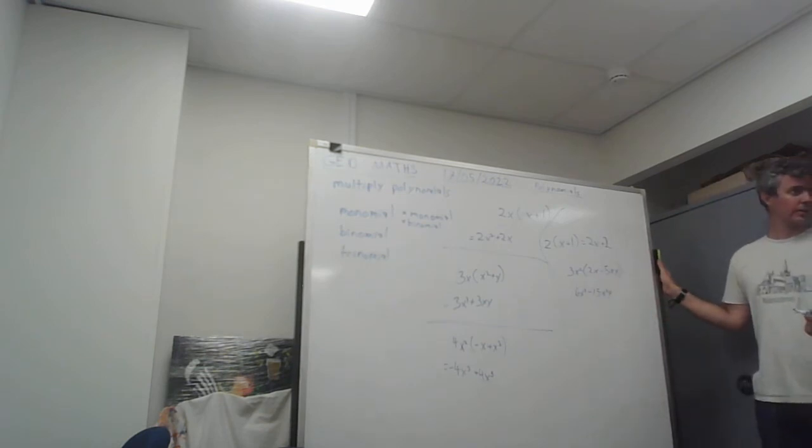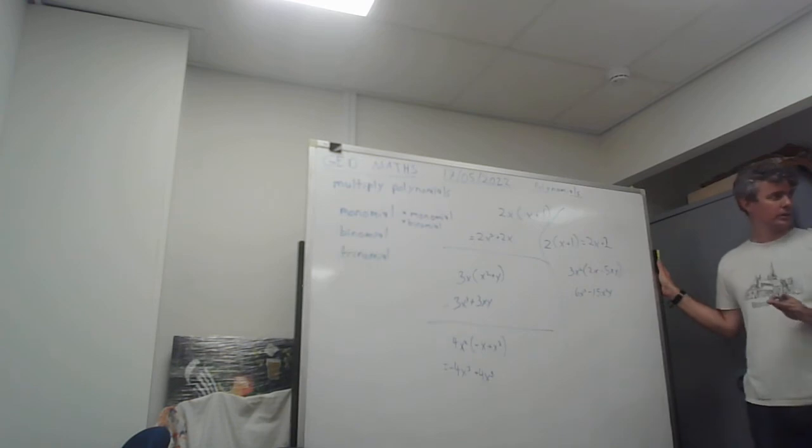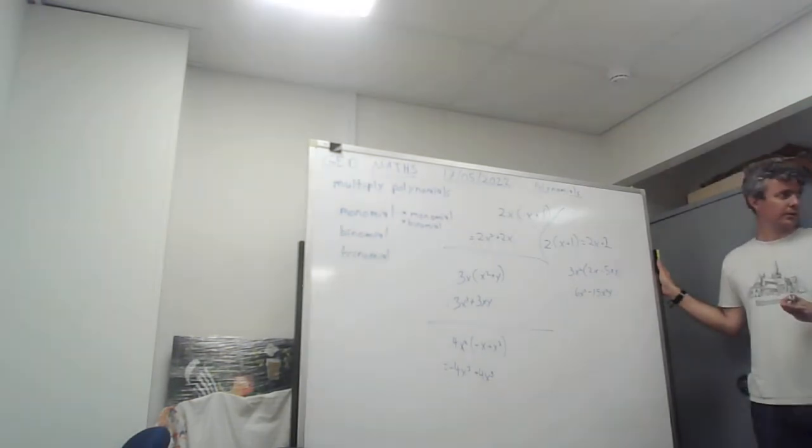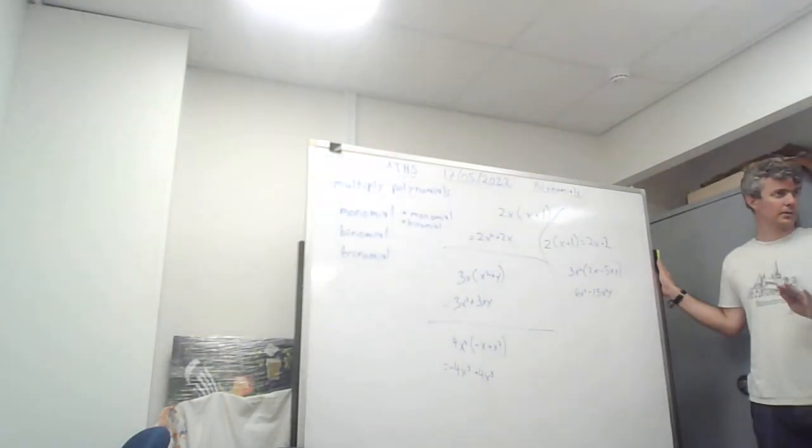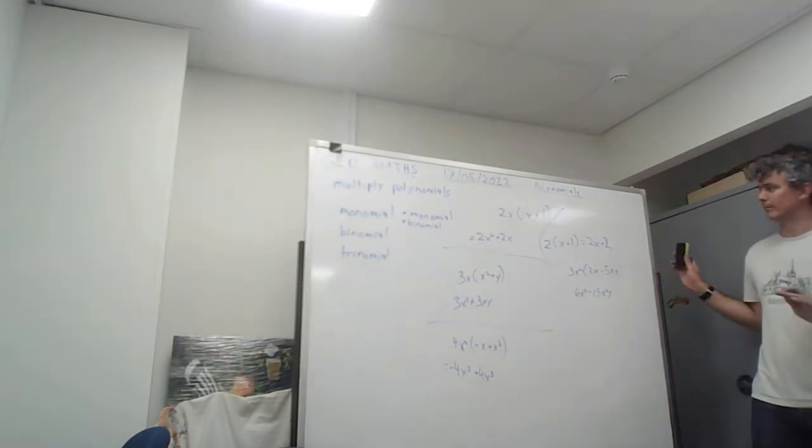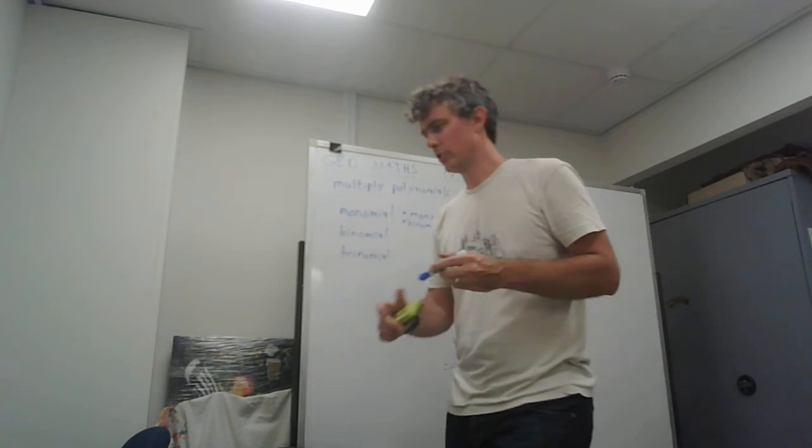Any questions on this? For a monomial times a binomial. Follow it through. Any questions on it? I'm going to go on to binomial times binomial.